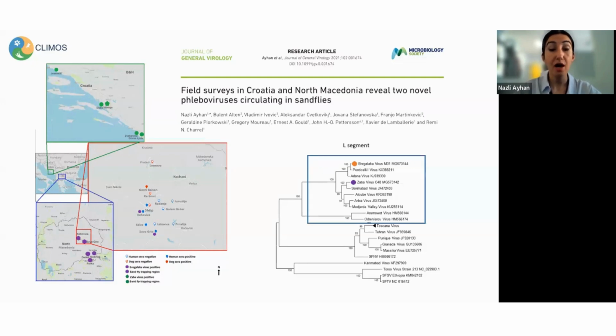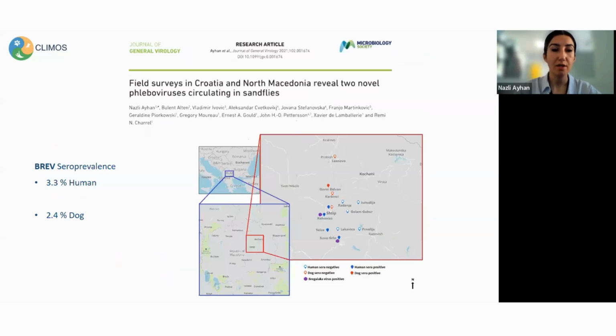And after isolating these viruses, we performed a virus seroneutralization assay on the samples collected from North Macedonia for Bregalaka virus. And we saw the seroprevalence is 3.3% in humans and 2.4% in dogs.